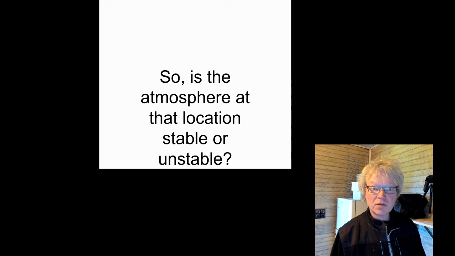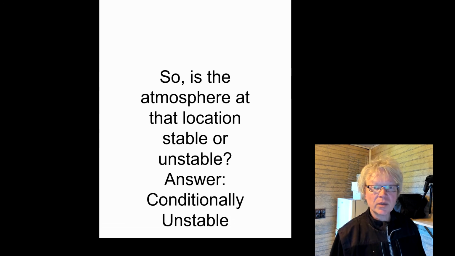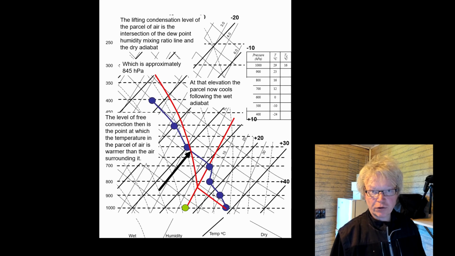So, is the atmosphere at that location on the Earth's surface stable or unstable? Well, it's neither, because we call that conditionally unstable. And what's the condition? It needs to get to the elevation equivalent to that level of free convection point in order for it to be unstable. So it's stable at all elevations below the level of free convection, and it is unstable at all elevations above that level of free convection.